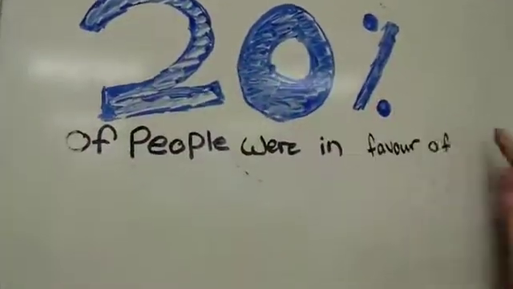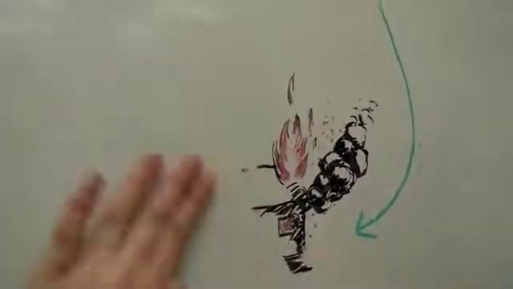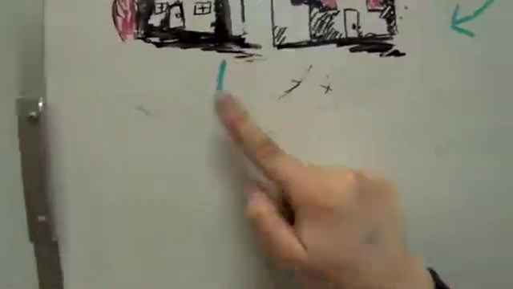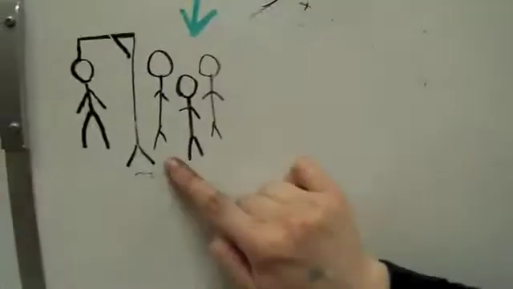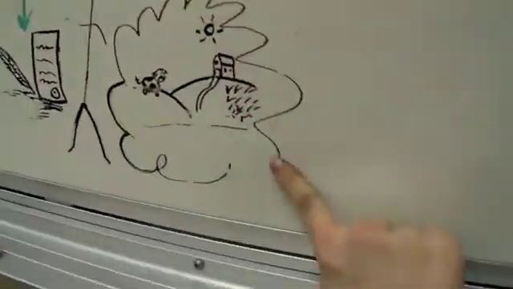Overall, 20% of people, known as the Loyalists, were in favor of British rule, and the other 80% were patriots. They would burn the Loyalist houses and farms and humiliate them in public. When the Revolution ended, the Treaty of Paris was signed, and some Loyalists took Britain's offer of farmland in Quebec.